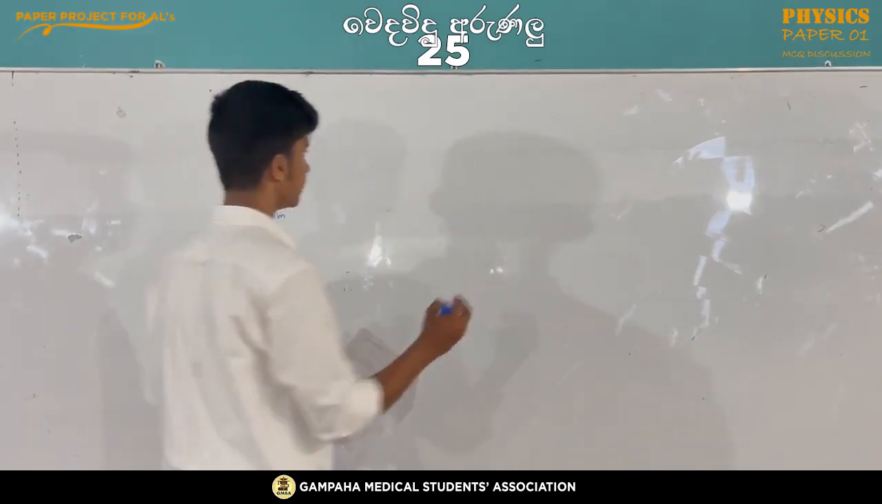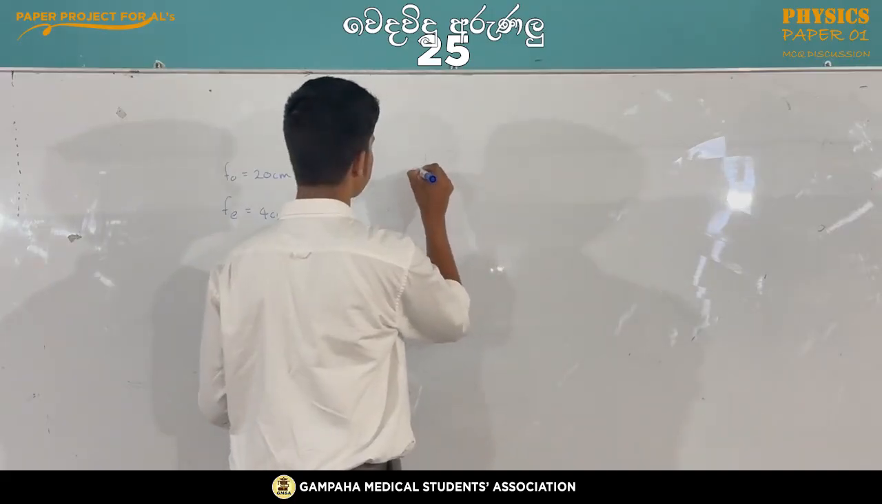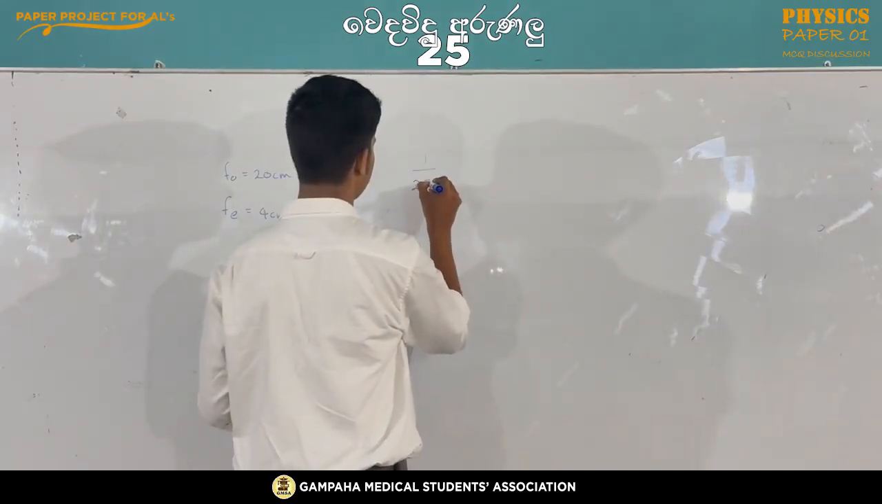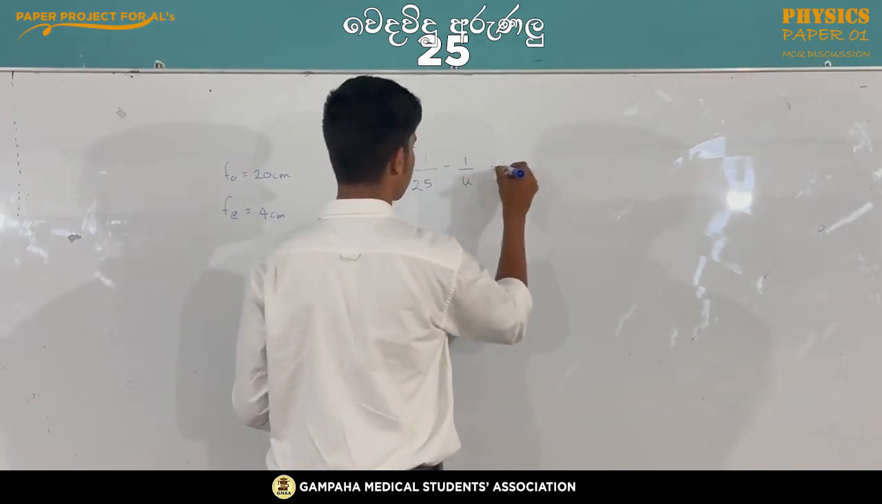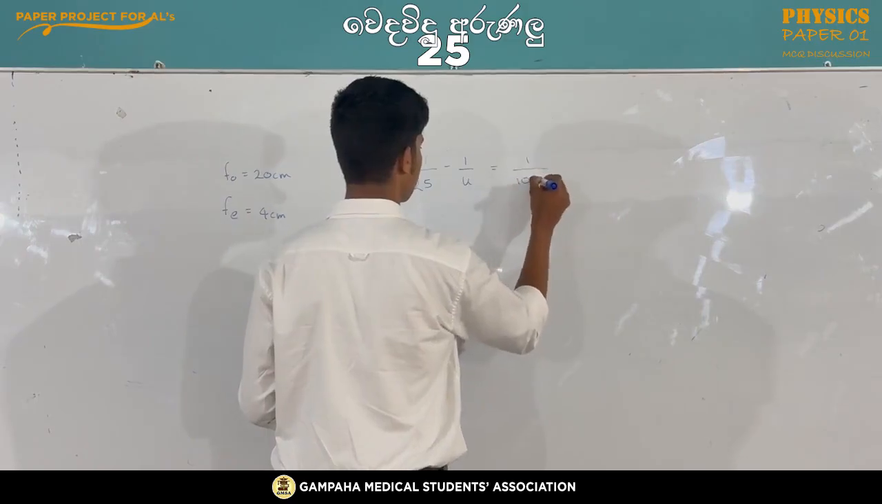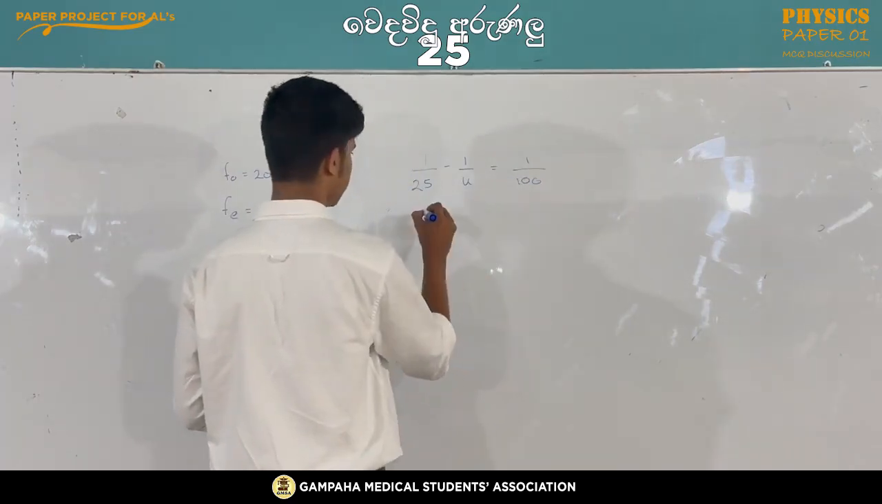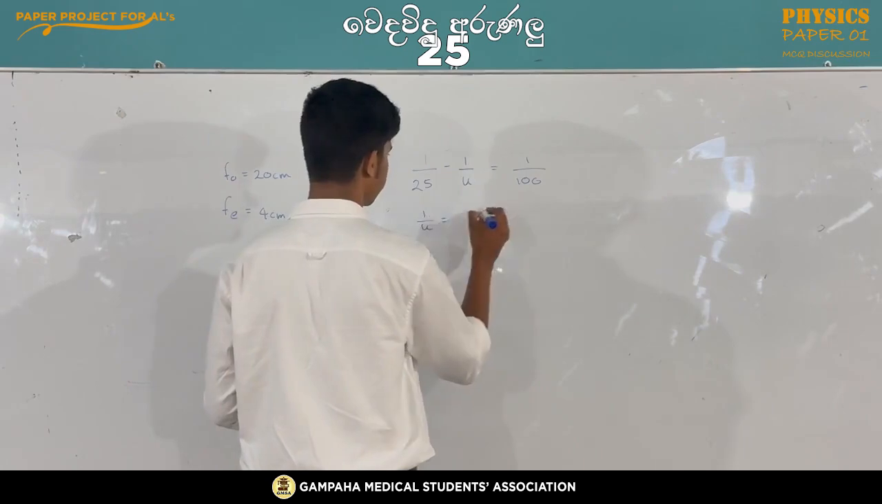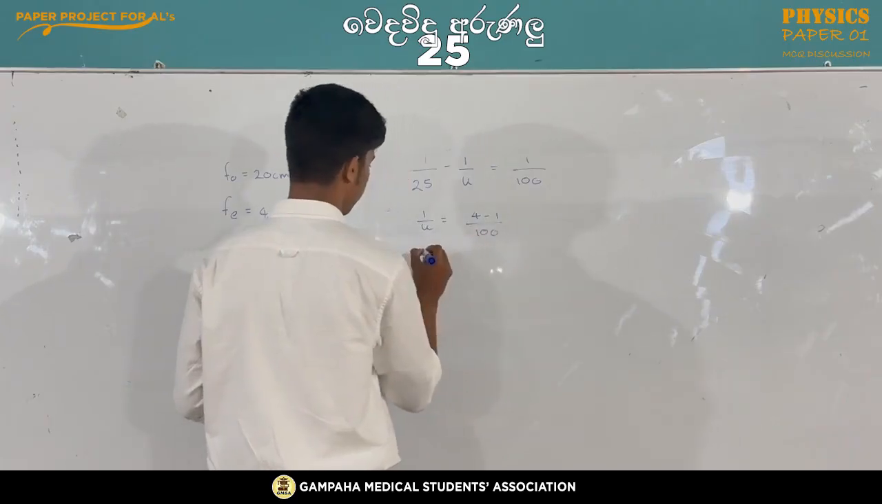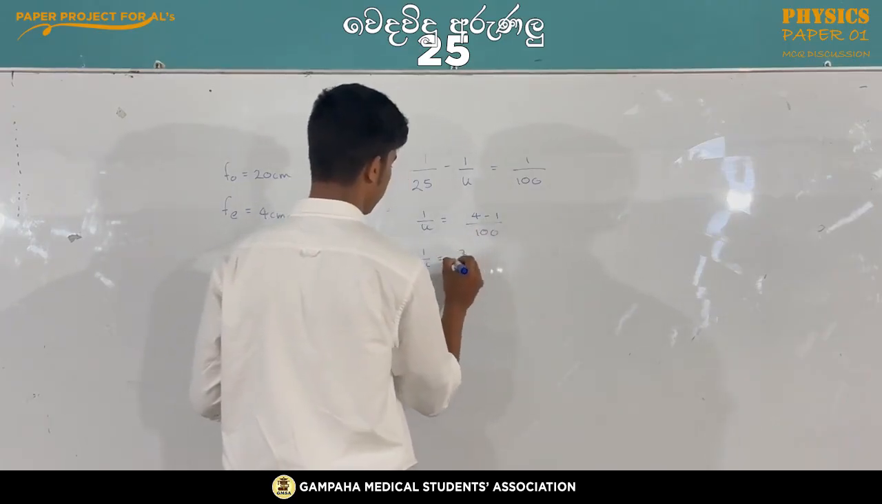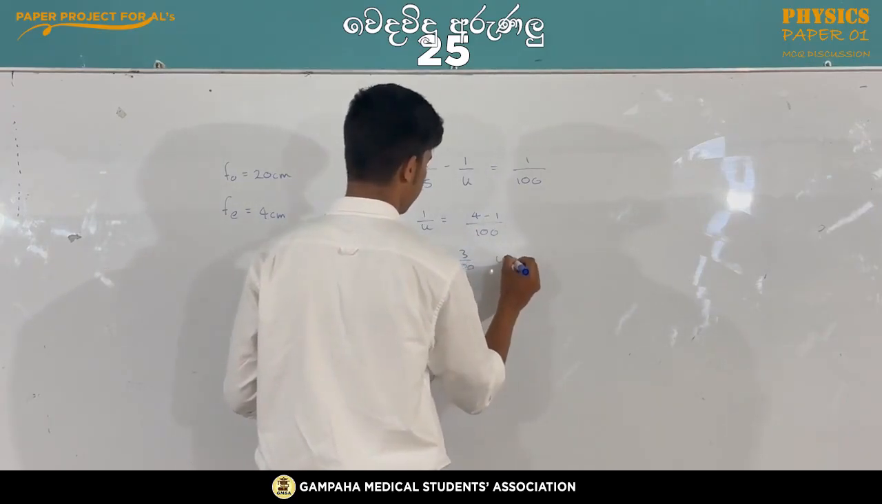So for that we can apply the lens equation for the observer's eye, in this manner. Then 1 over u is equal to 4 minus 1 over 100. 1 over u is equal to 3 over 100 and u is equal to 100 over 3.